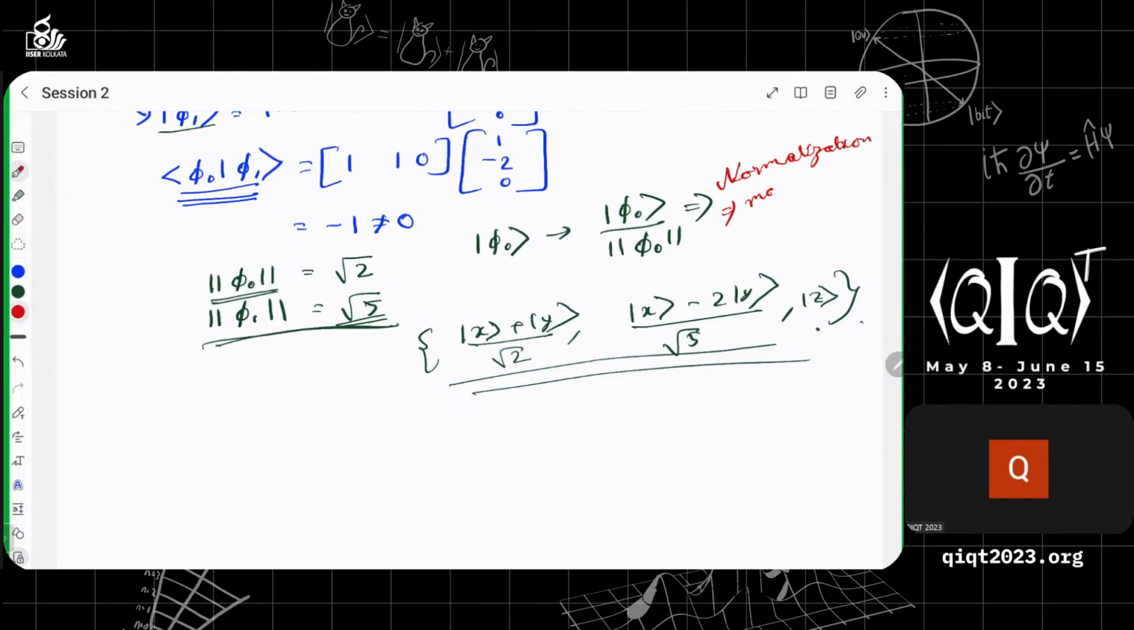And this is something we would have to do repeatedly in quantum mechanics, or in quantum computation also. So this is something very important. All right.